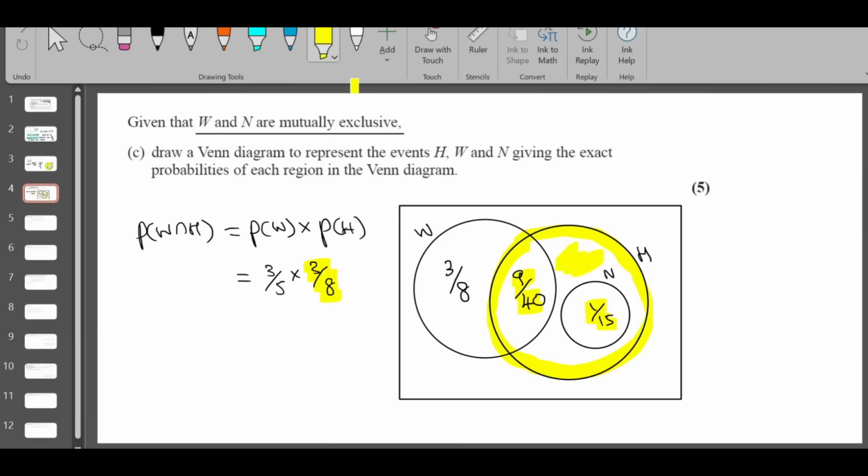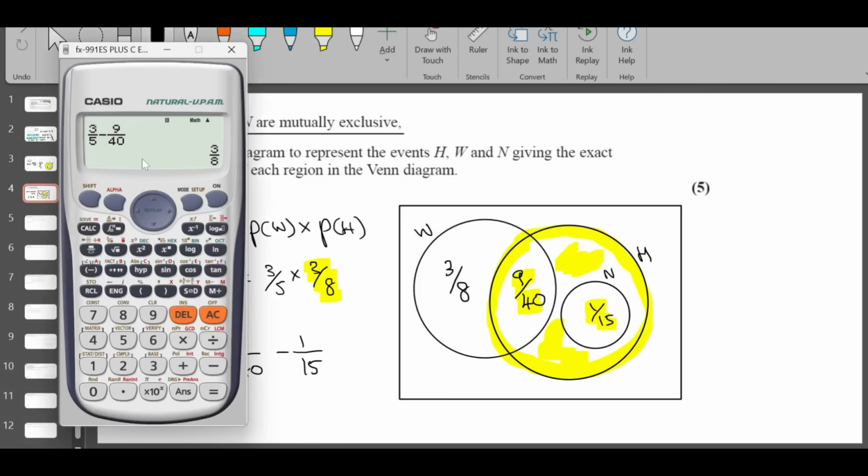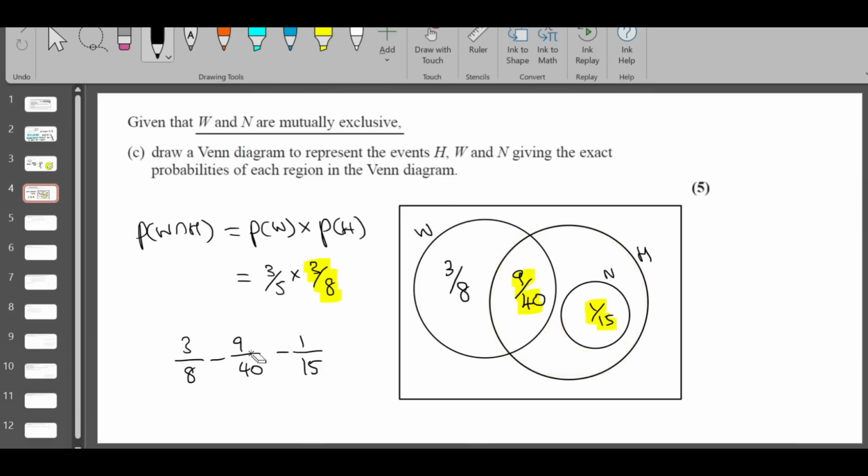So to find this region, you need to subtract 9/40 and 1/15. So already we got 3/8 minus 9/40 minus 1/15. That is 1/12. So this region will be 1/12.